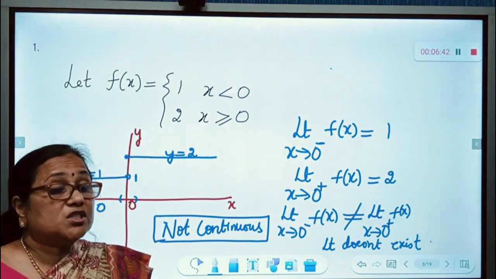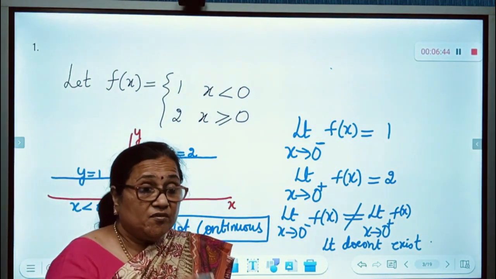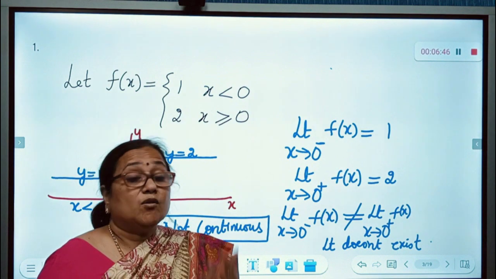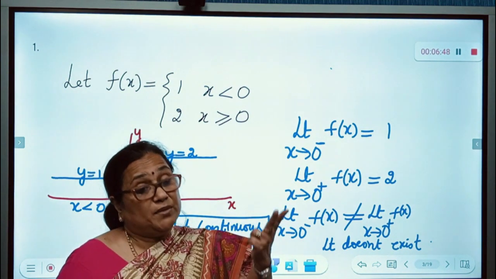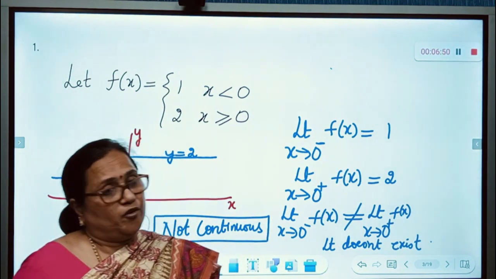So, in order to check for continuity, what is the first step? We have to check whether the limit exists. What is the next step? Whether the limit exists and it is equal to f(a).